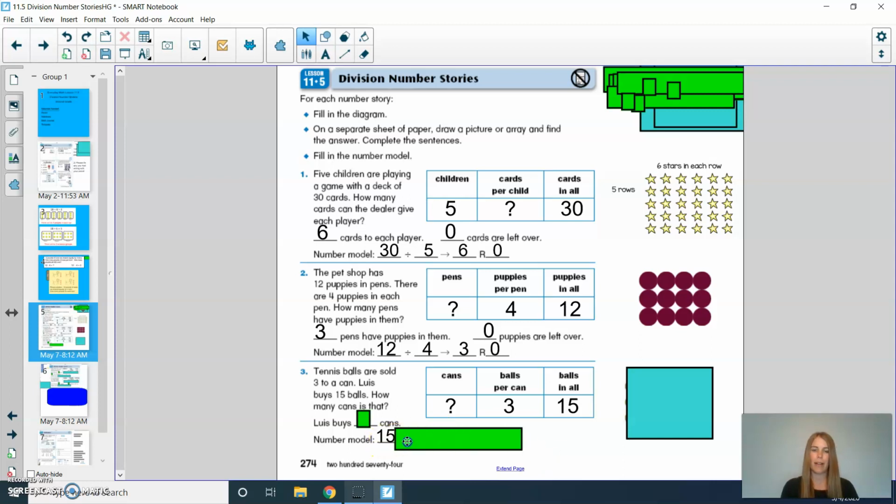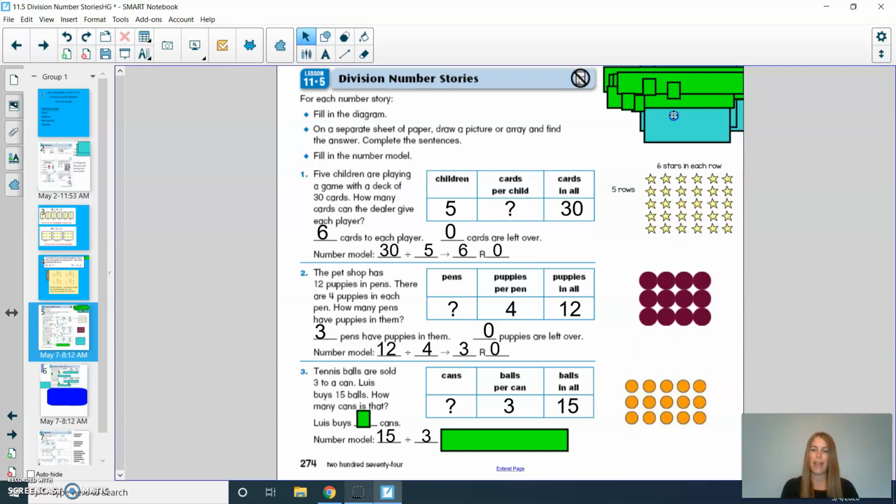For your number model, you probably have 15 divided by 3, and then you're working to find your answer. In my array, I have the 15 balls divided into 3 equal groups, and each group has 5, and there are 0 left over. So Louis buys 5 cans, and again, our remainder is 0.